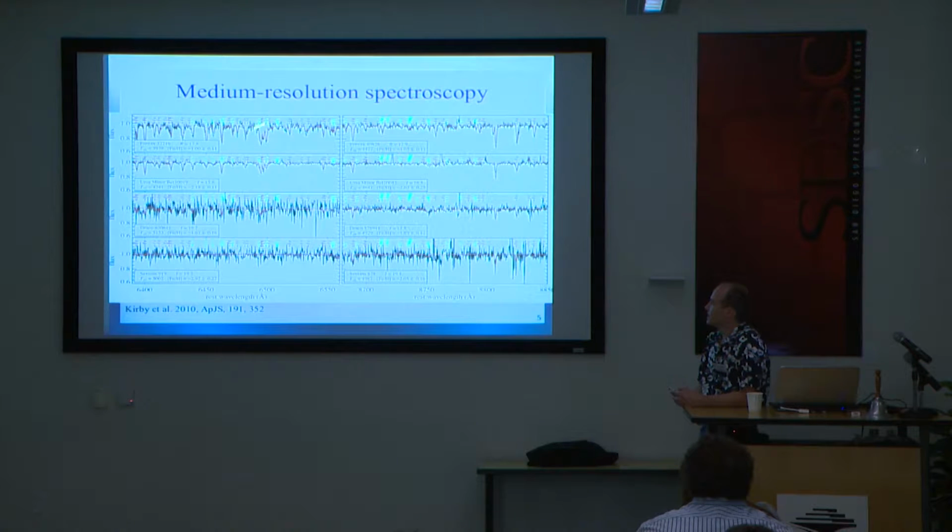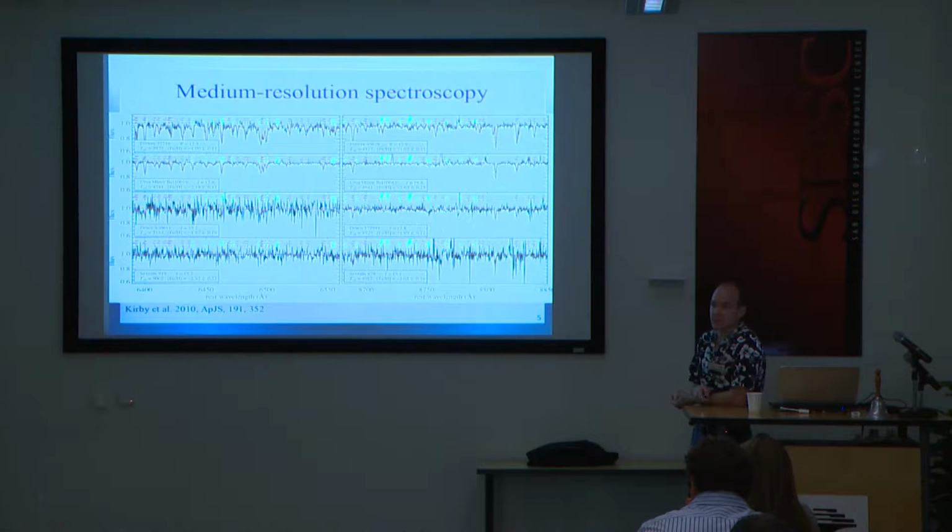This is significantly lower resolution than I showed you for the sun. In fact, it's about a factor of, let's say, about 10 lower resolution than the spectrum I showed you of the sun. The black line is the observed spectrum. You can see as we go to fainter and fainter stars, you get noisier, noisier, noisier. And then the red line is the best fit model for that spectrum.